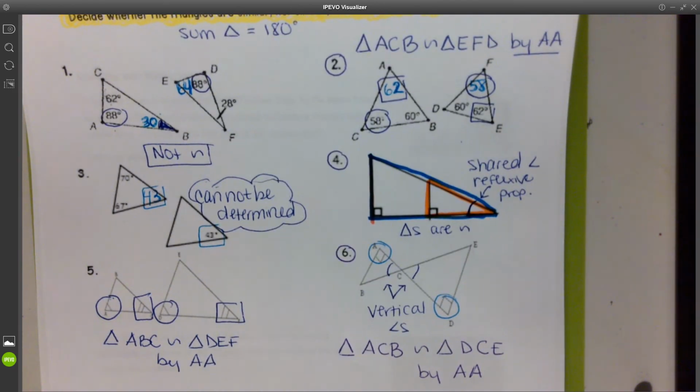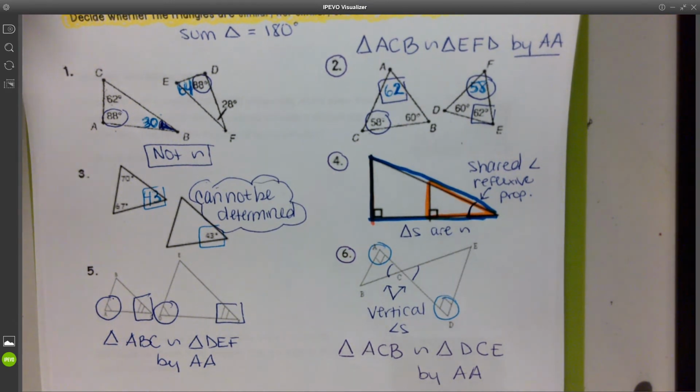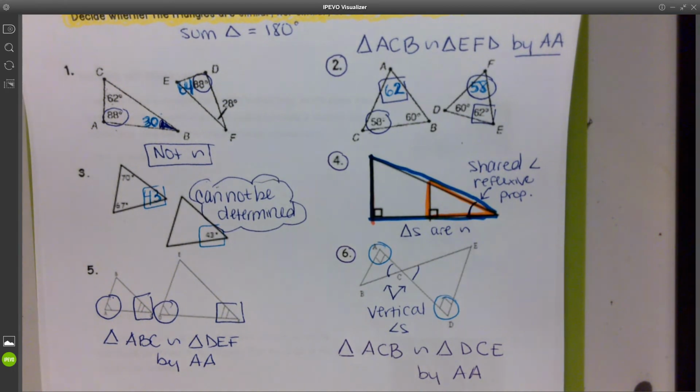All right, so the goal of these 6 problems was to find missing angles, whether that is using our triangle sum of 180 degrees or bringing back our skills of marking our picture for things we already know, such as our shared angle, reflexive, or vertical angles. All right, let's move on to the next page.